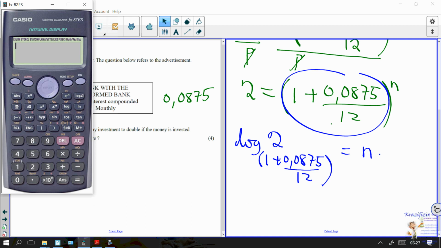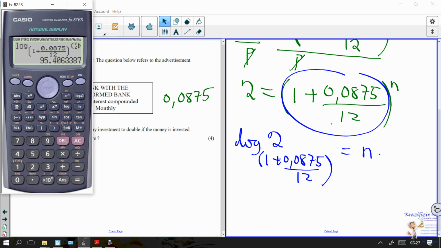All right, run to your calculator and just do exactly that. What are you going to have? Okay, log, see the log I'm using there? It's 1 plus 0.0875, close the bracket there. But remember, this needs to be divided by 12, so I'm just writing exactly that, 0.0875 divided by 12. And what do I have here on the other side? I've got a 2. What's my answer?